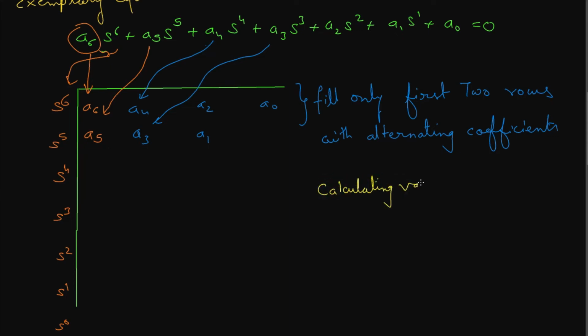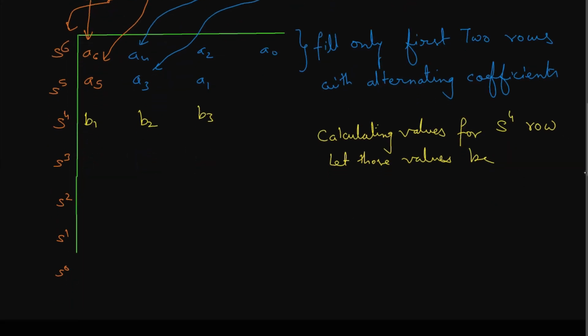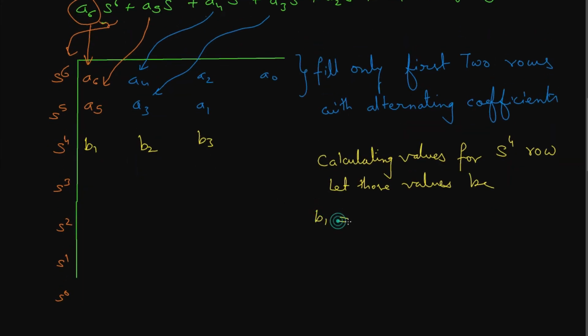Once we have filled the first two rows, now we will calculate the values for the third row using the values of the first two rows. Now suppose that the third row values are B1, B2, B3. So the value of B1 will be given by this equation, where you can see that (A5 A4 minus A6 A3) upon A5. Now we see that the procedure follows the path as shown in the matrix, where A5 into A4, then we subtract it with A6 multiplied with A3, and then it is divided by A5. So we will follow a similar path for each calculation.